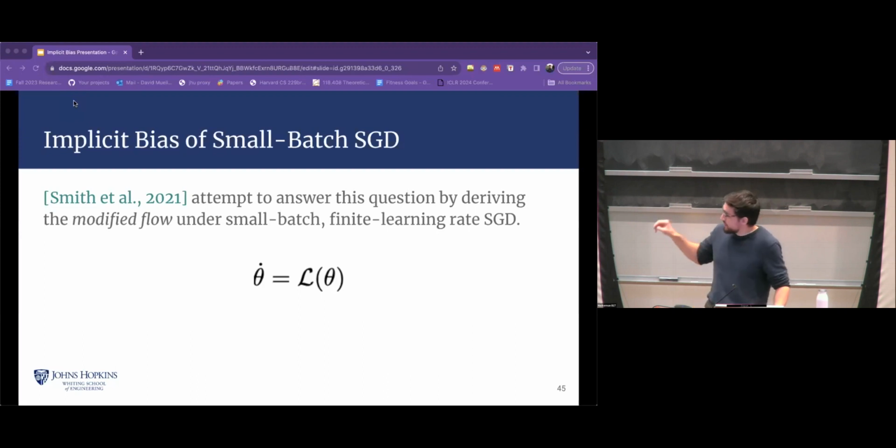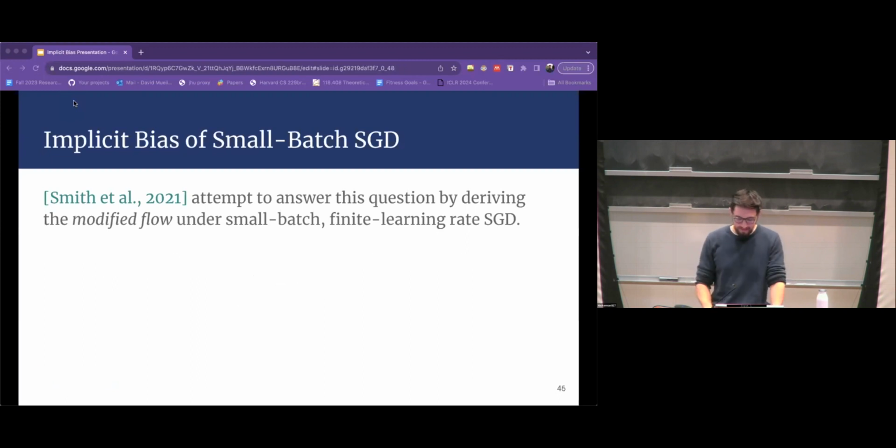And so what Smith et al. tried to do in their 2021 paper is to derive what that modified loss is that yields a gradient flow that matches our model trajectories in practice when we're using small batch sizes and large learning rates.